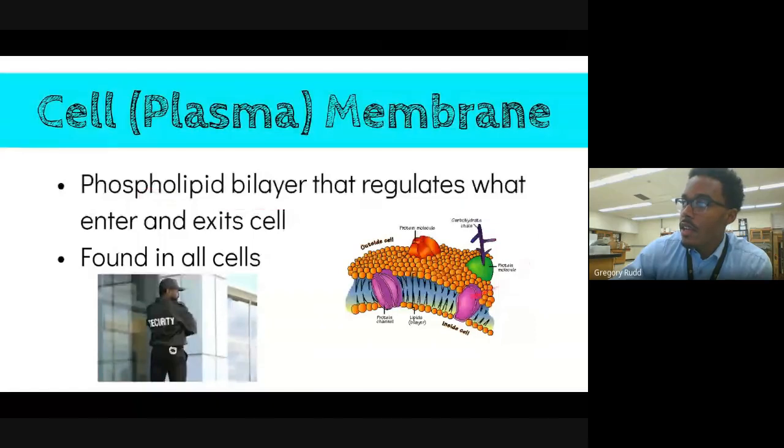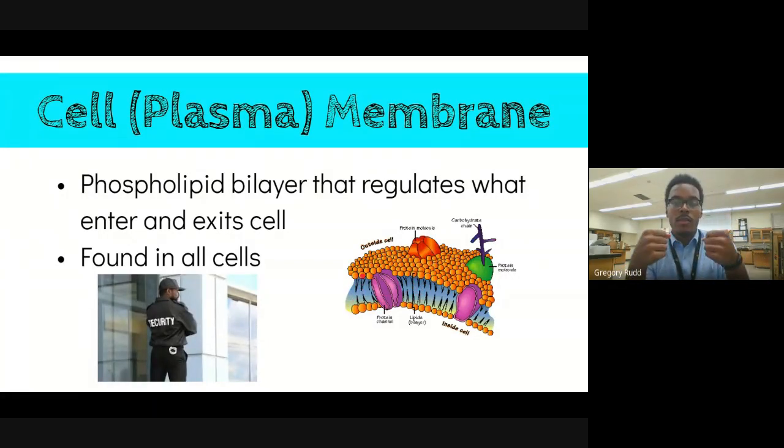So if you see here, I've got orange balls on the bottom and orange balls on the top. And those orange balls are connected to fatty acids, which are facing inward. So that's why we call it a bilayer, because we've got a layer here on top and then a layer on the bottom, and they face each other. 2 layers, bilayer. And the job of the cell membrane is to control what can come in and what can go out of the cell. And all cells have a cell membrane.